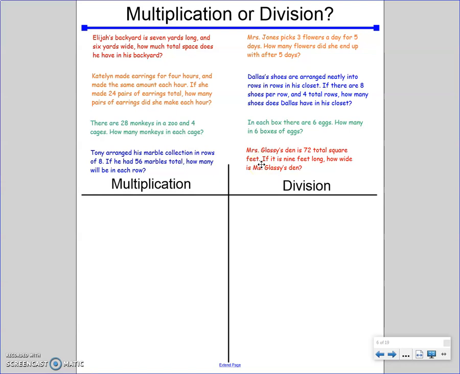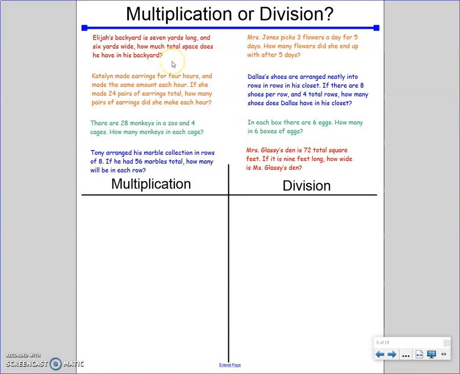Remember, we're going to be able to tell because if it's a multiplication problem, the question's going to ask us to find the total. The total amount will be unknown. However, if it's a division equation, we will know the total amount, and we'll be trying to find one of the other pieces of information. So we'll do a couple together, and then it will be your turn to do some on your own.